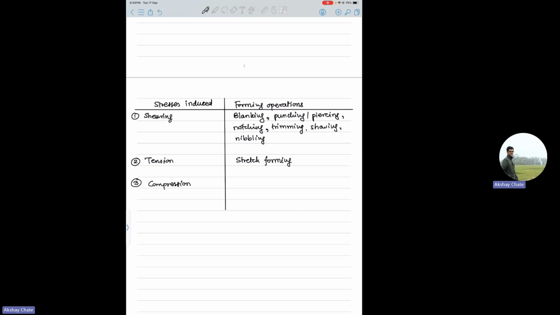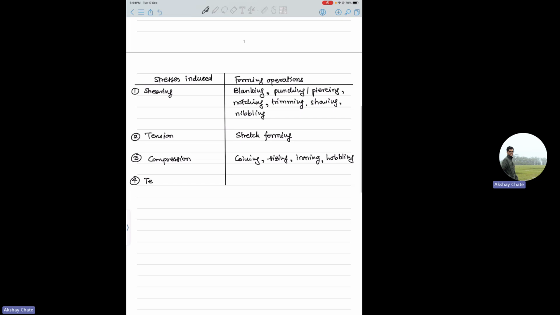When you say compression, you'll have coining, sizing, ironing, and hobbing. These are various metal forming operations where, as the name suggests, you basically compress your workpiece or specimen. If you are interested, you can just Google each term and you'll get pretty decent descriptions. It's widely available, not hidden or something.